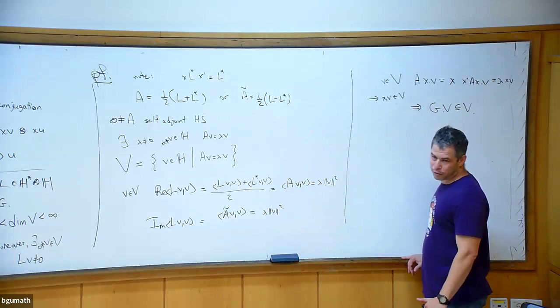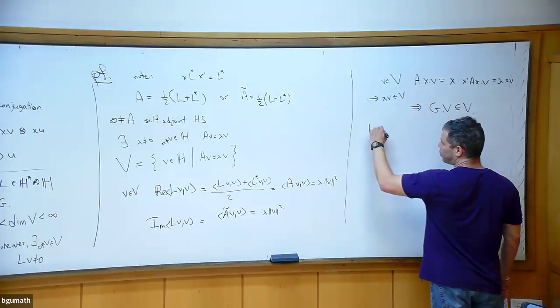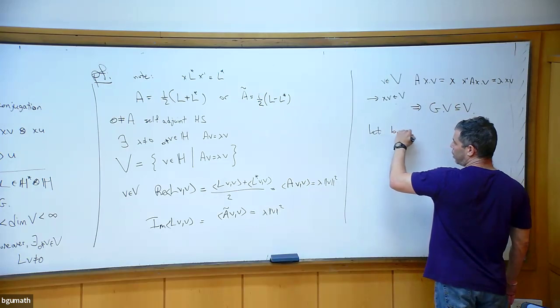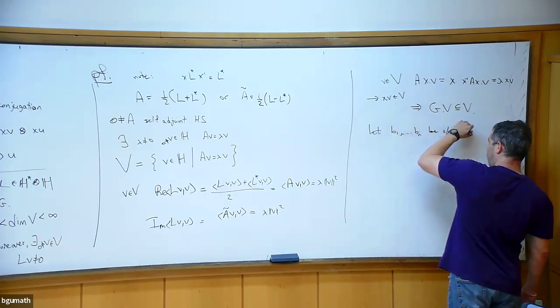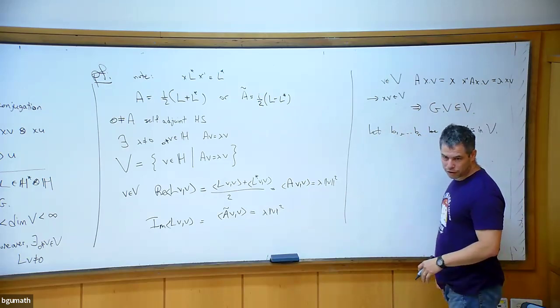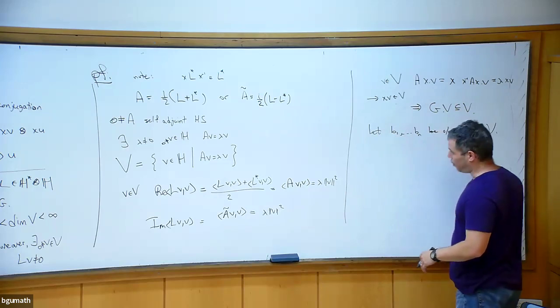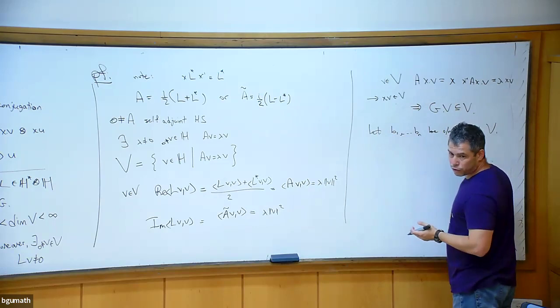It's true for compact operators, but for Hilbert-Schmidt specifically, it's easy to show. So, finite dimensionality. Let B1, ..., Bn be orthonormal vectors in V. So I take any n orthonormal vectors. Then what do we have? We can complete these to an orthonormal basis.